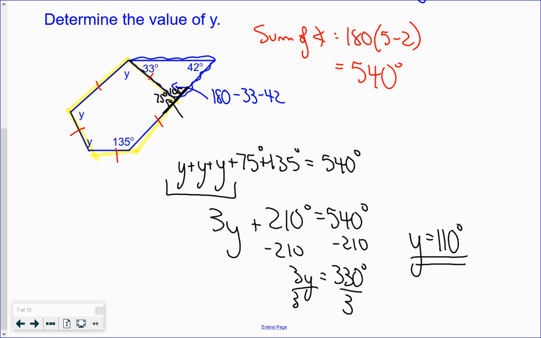Okay, so again, using a little bit of our angle properties with a little bit of some algebra skills.